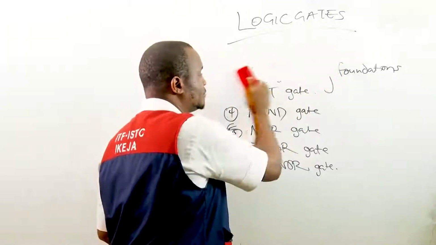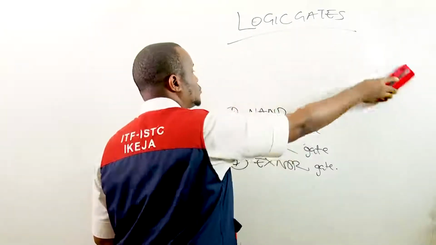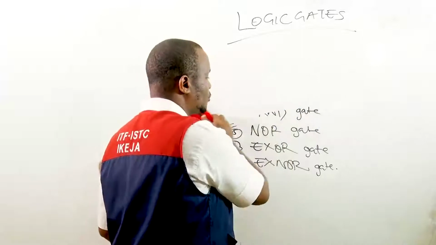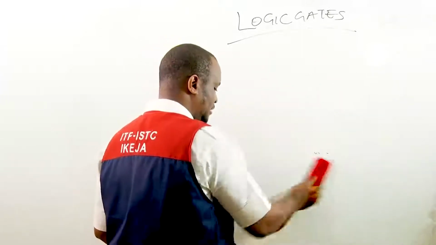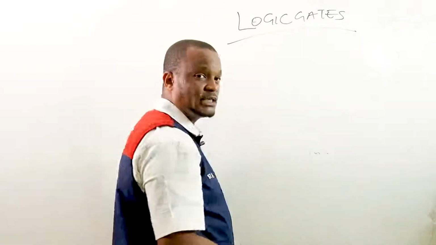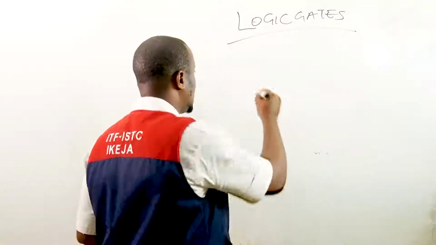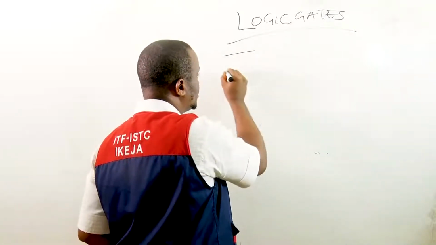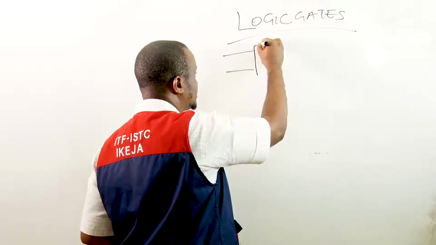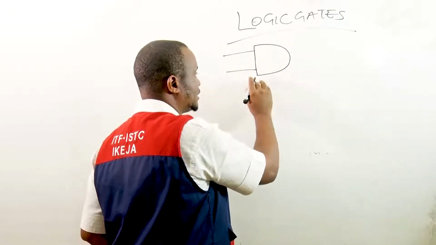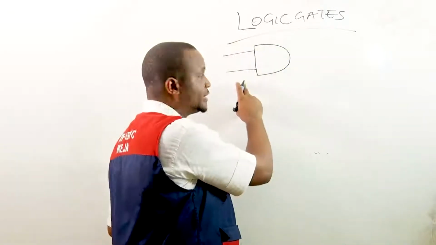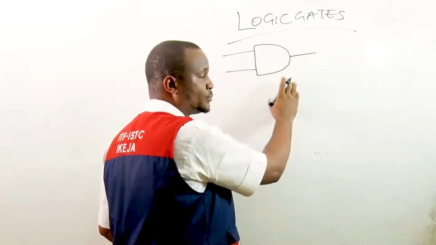So we can have more than 2 inputs. We could have 2 input AND gates. We could have 3 input AND gates. But definitely they will always have one single output. So let us take a look at the AND gates. This is how you draw AND gates. This is a 2 input AND gate with 1 output.